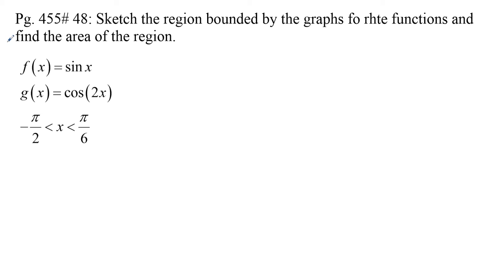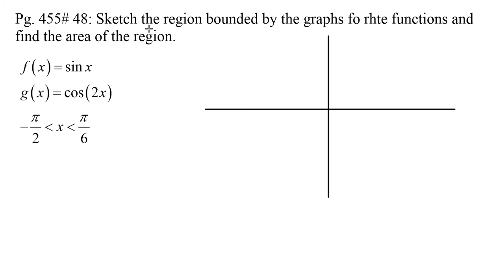Sketch the region bounded by the graph of the function and then find the area of the region. So again, this is very, very similar. And so just to give us an idea, we want to draw the graph. And let's say here, I'm going to go from negative pi over 2 to positive pi over 2. And I know I don't have to go to pi over 6. And so the difference between here is actually only a third. Pi over 6 is a third.